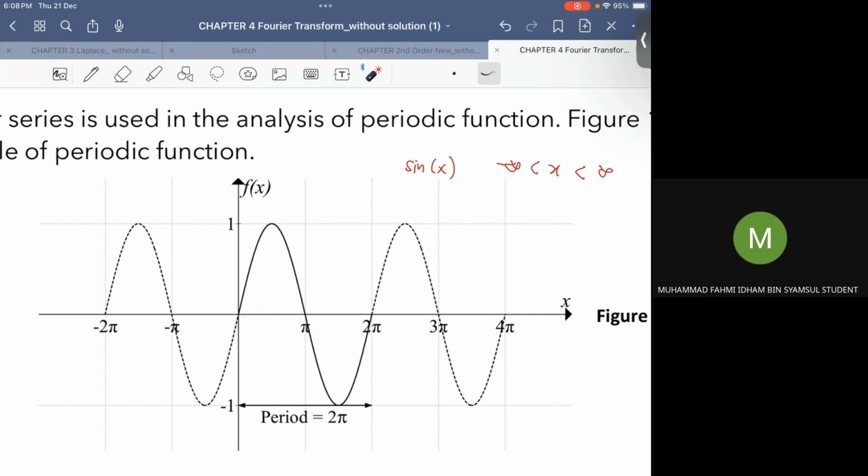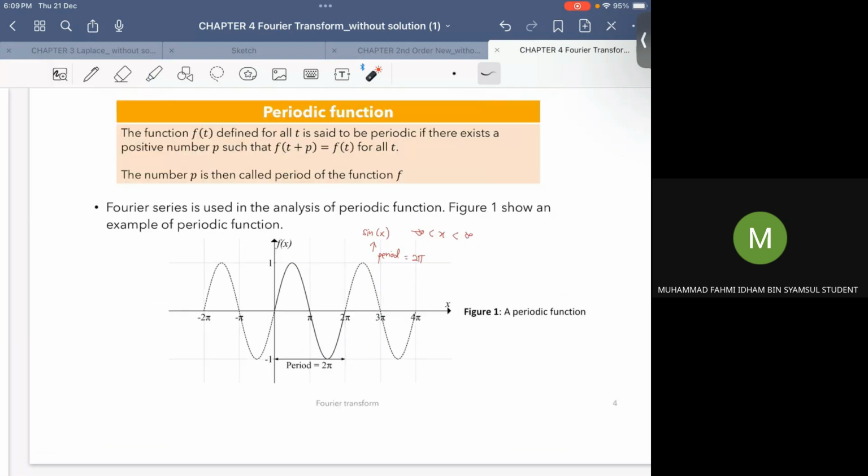So this sine x, we call the period is equal to 2 pi. Why is the period equal to 2 pi? Because this function will keep repeating the pattern for every 2 pi. So after 2 pi, the function will keep repeating the same function from 0 to 2 pi. So if you try to plot, then from negative, you get the same shape. So it has the period of 2 pi. So this one we call a periodic function.